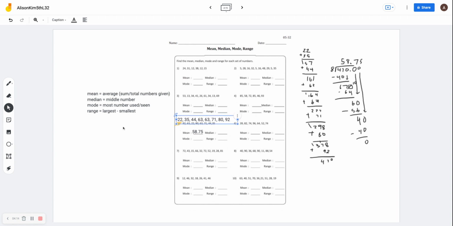Let's move this on top. Okay, there we go. Now we can find the mode. So the mode is, once again, just the most numbers seen. So 63 is seen twice, so 63 will be our answer. Next is range. So it's the largest number minus the smallest. So 92 minus 22 is just 70.